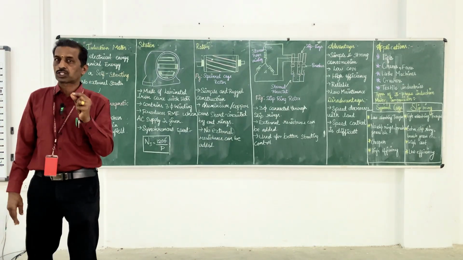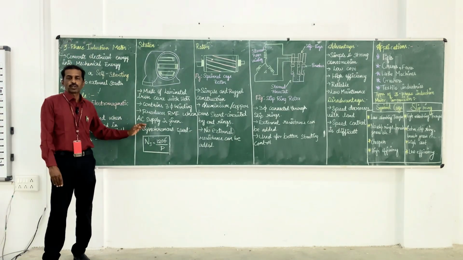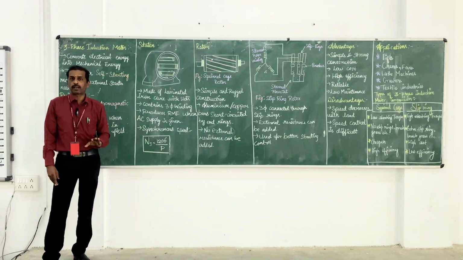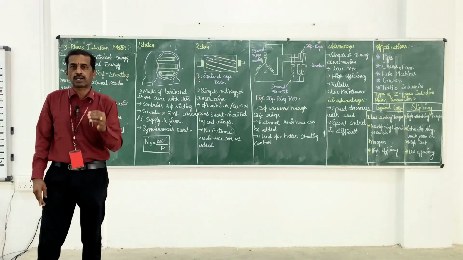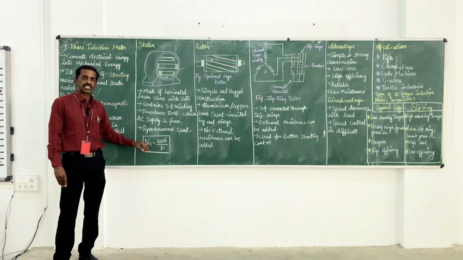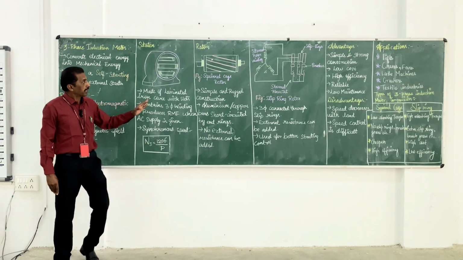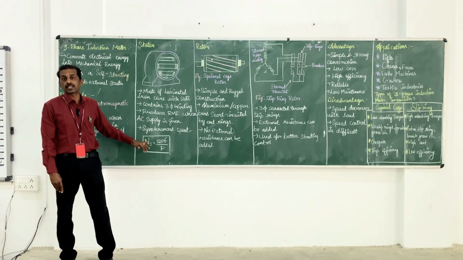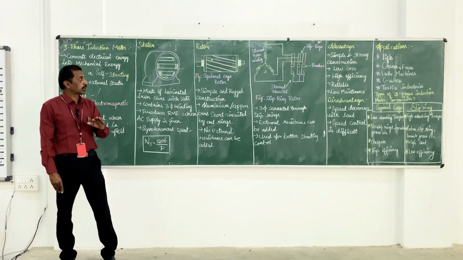Ns is equal to synchronous speed. Ns equals 120 F divided by P. 120 is the constant value, F is the frequency, and P is the number of poles. In our Indian standard, the frequency is always maintained at 50 Hz. Synchronous speed is nothing but the full speed of the field. Then one more speed is NR, which is nothing but the running speed. So the running speed is always less than the synchronous speed.